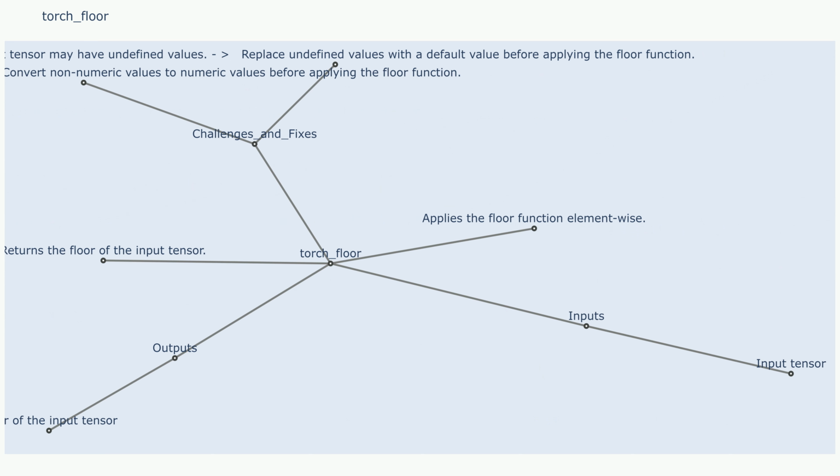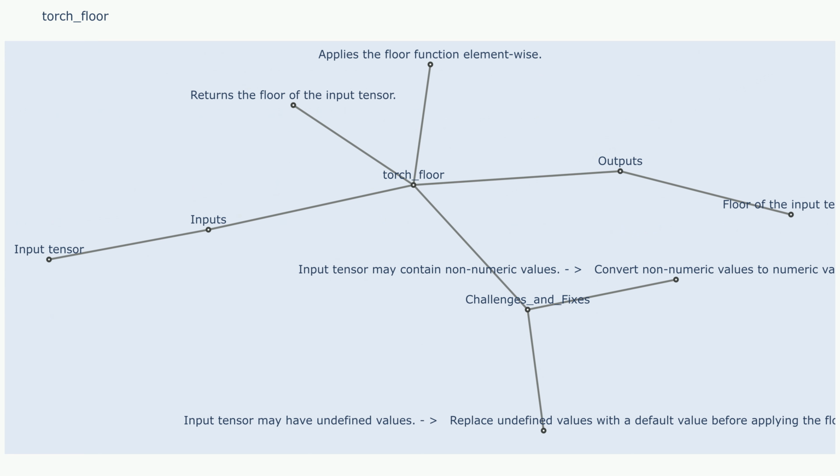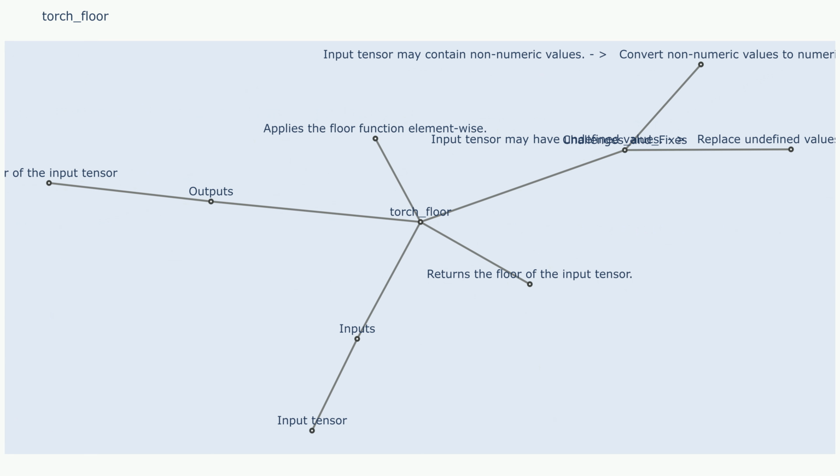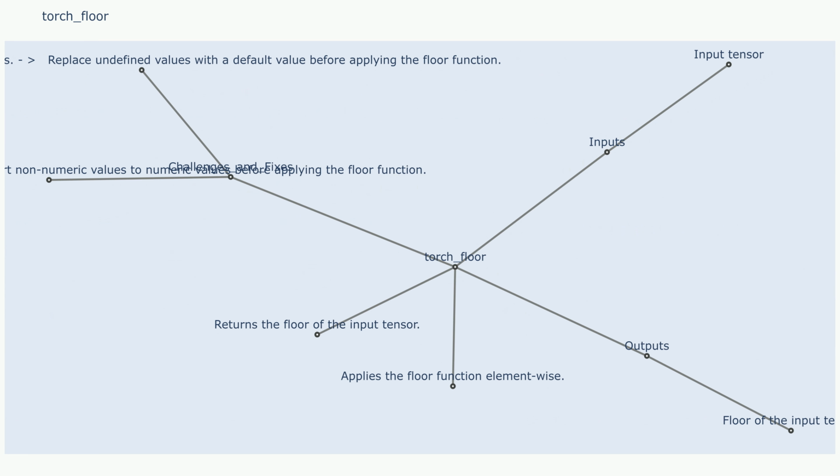Steps. The function iterates over each element in the input tensor. For each element, it calculates the floor using the floor function from the underlying numerical library, e.g., NumPy, cuBLAS. The result is stored in a new tensor, which is then returned as the output.